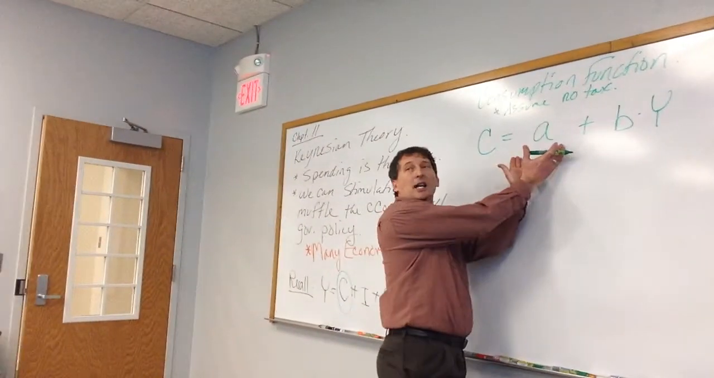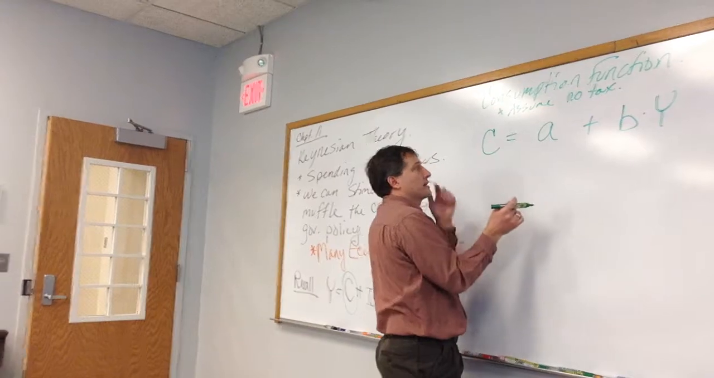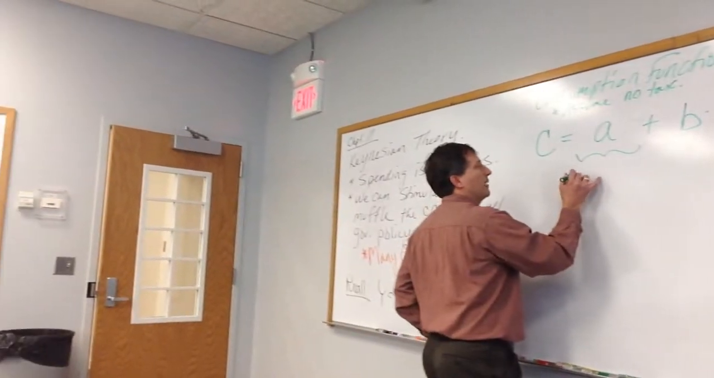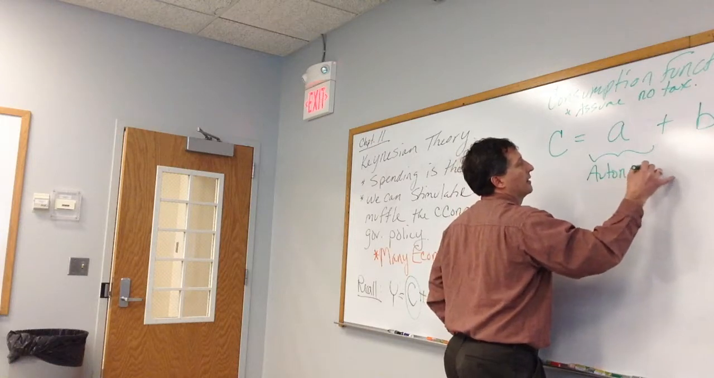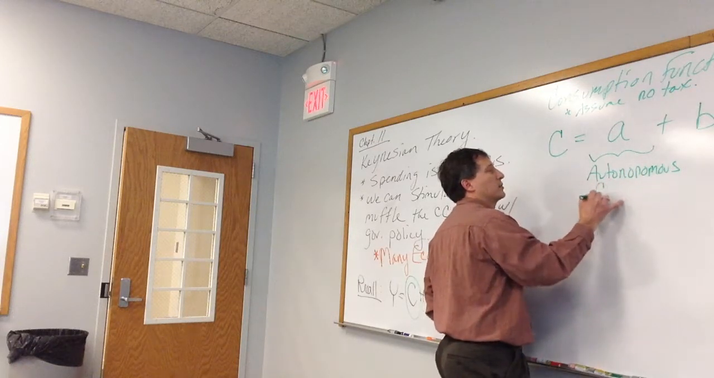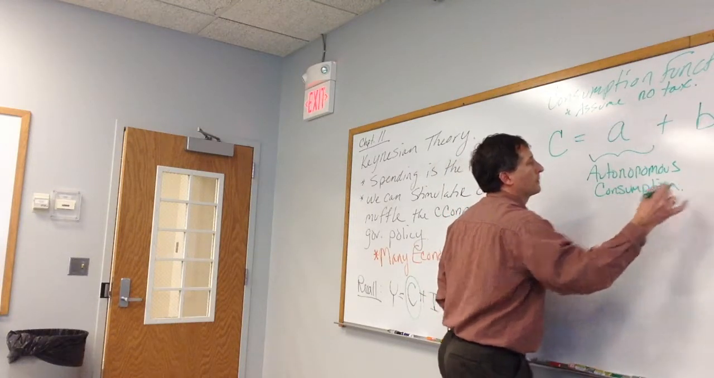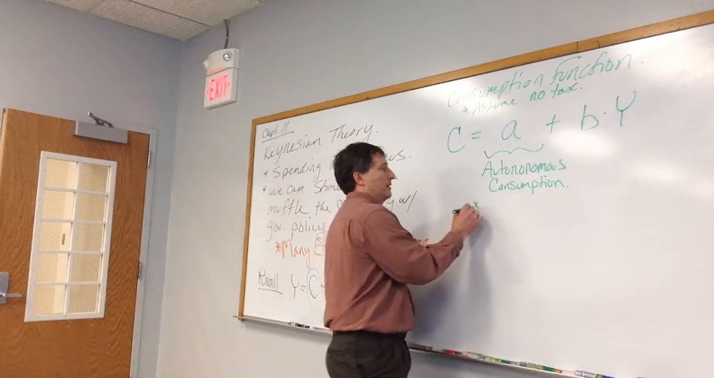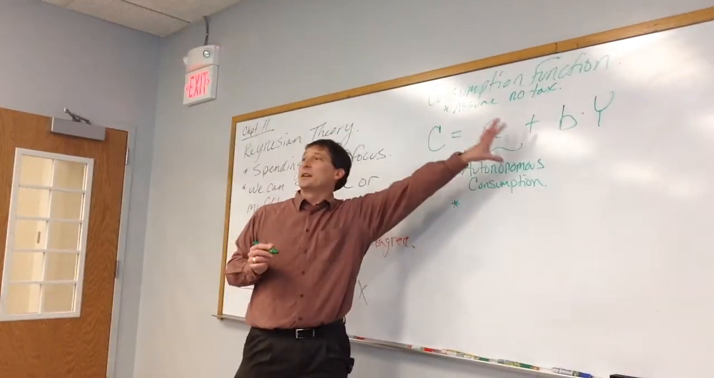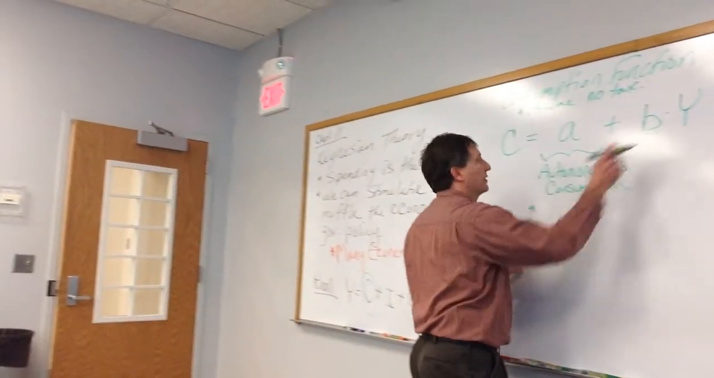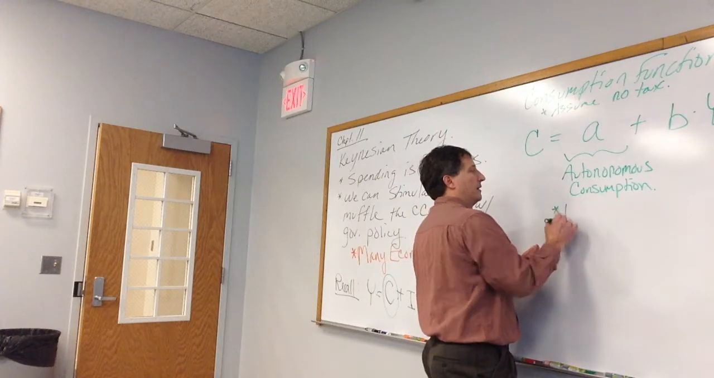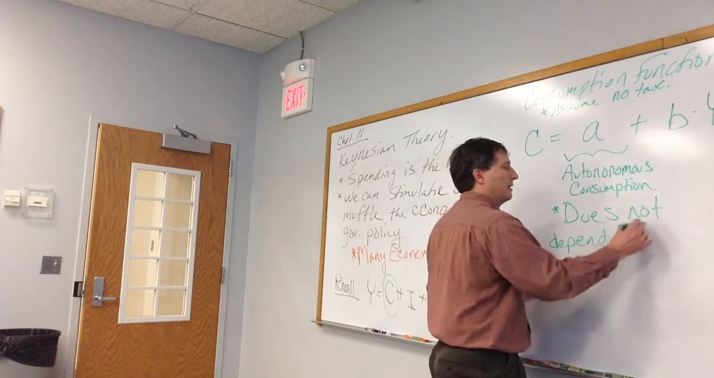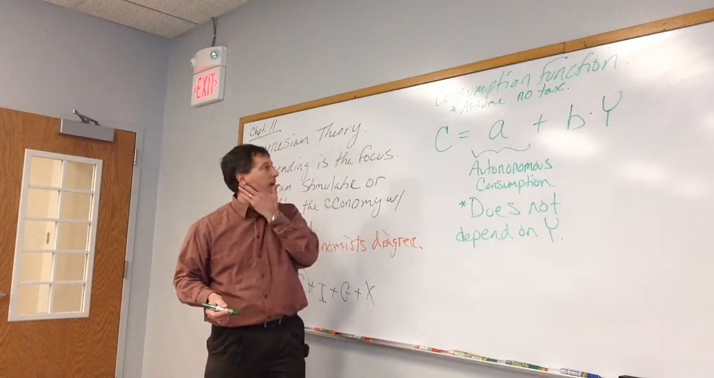And we're going to call this the autonomous part of consumption. So this little thing here is a number that represents autonomous consumption. One way to think about it is just consumption that does not depend on your income. So it's all other things that are outside of income, whatever those happen to be. It is consumption that does not depend on income. My income this year, autonomous consumption.